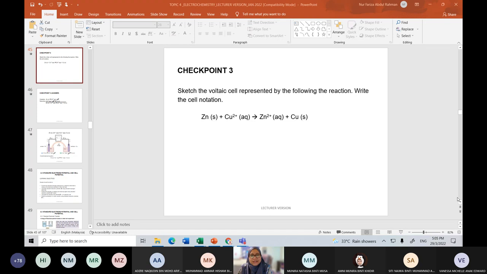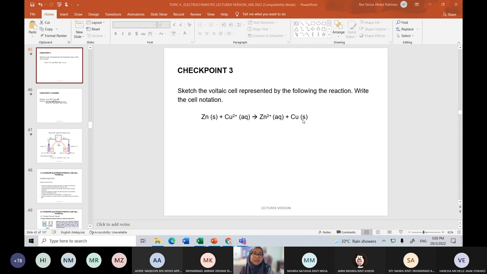Okay, this one's level is easier than the example we had earlier. As always, you have to identify which of these species undergoes oxidation and reduction. So, zinc becoming zinc 2 plus, so zinc will undergo oxidation. So, zinc is solid, and it happens that the species involved in oxidation is solid, so it can become the electrode as well. Copper 2 plus undergoes reduction because initially it is 2 plus, now becoming copper, zero. So, aqueous becoming solid, so there is a solid involved.